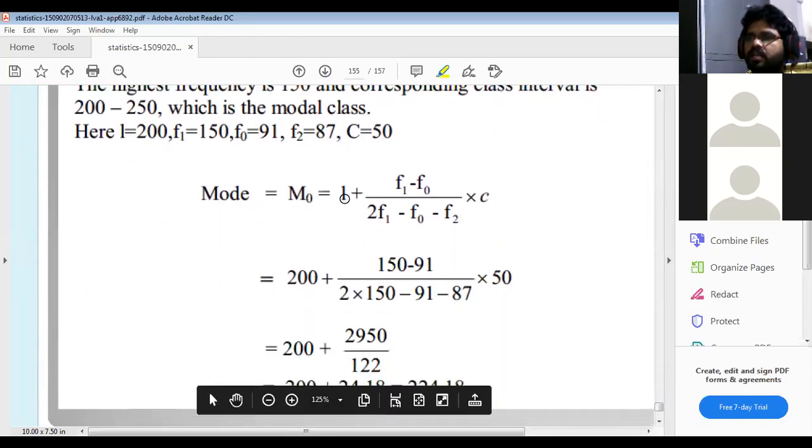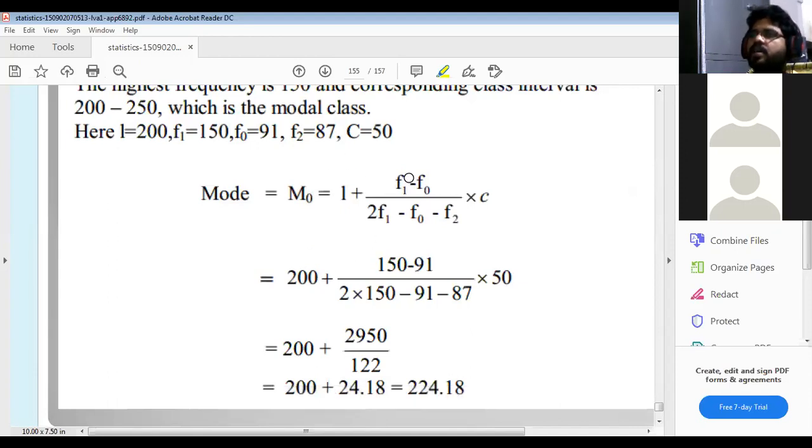See, L is equal to the lower limit, 200, plus delta 1. What is delta 1? It is nothing but the simple frequency and its preceding, that is 150 minus 91. Then here you can also find out the difference between 150 minus 91, how much?